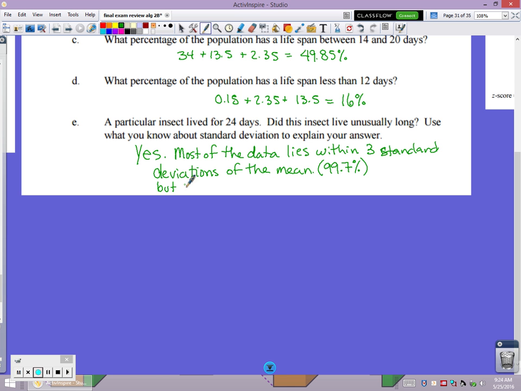But this insect is living 5 standard deviations above the mean, which means it's very rare. It's very unusual for that to happen.